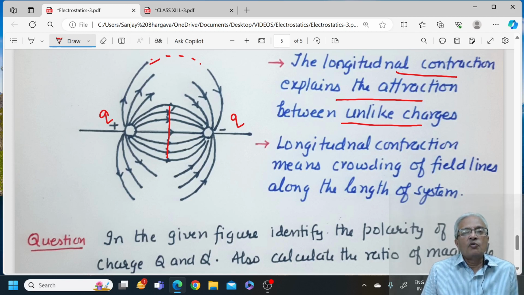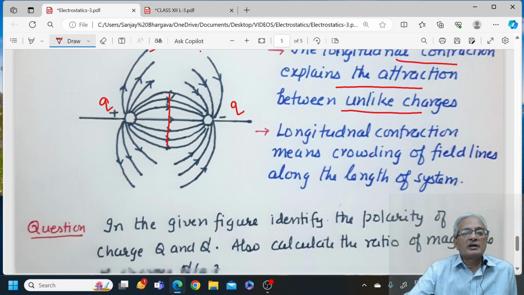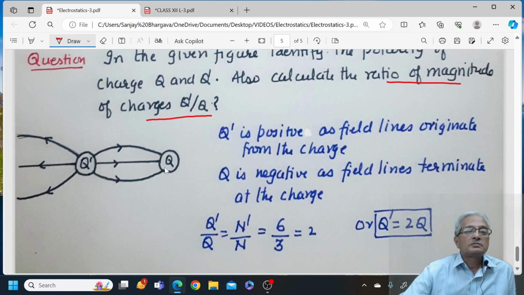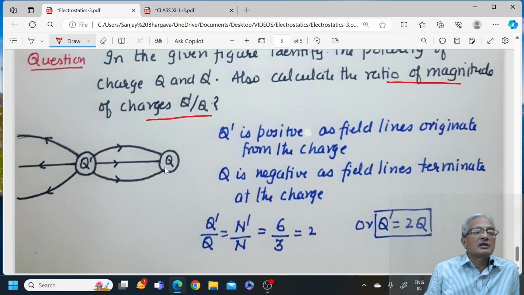Now let us check what we have understood through this question. In the given figure, identify the polarity of the charges Q and Q dash. Also calculate the ratio of the charges Q dash upon Q. So we have a charge here Q dash, we have another charge Q. Now just see, from Q dash, 3 lines moving this way and 3 lines moving this way. On Q, these terminate, and the number of lines which terminate are only 3. So from here 6 and here 3.